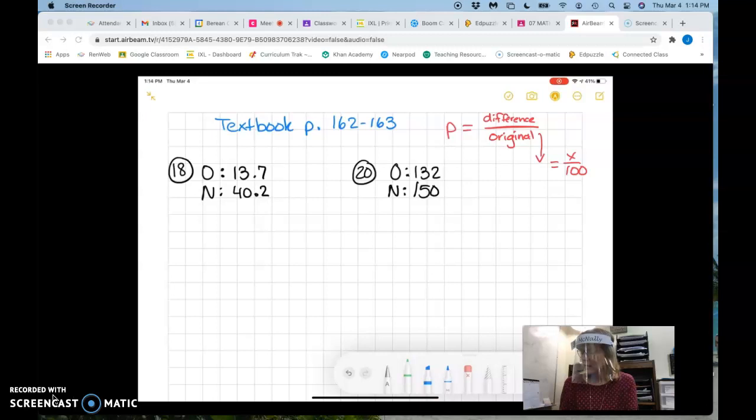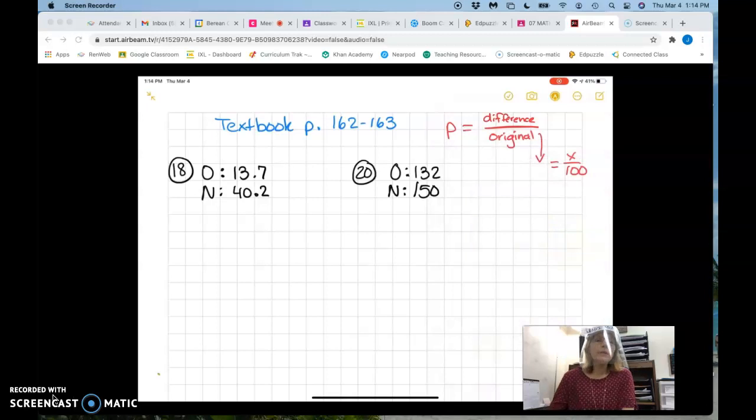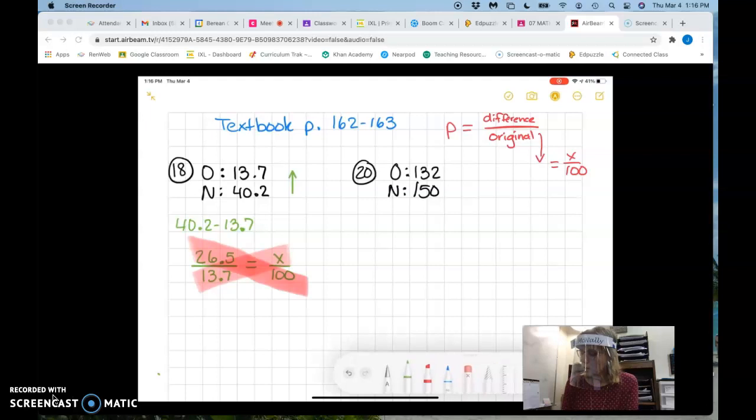Okay, next we have original is 13.7, the new is 40.2. Increase or decrease? Increase, because our new price is bigger than our original. So again, we're going to subtract, which gives 26.5. And it's going to equal x over 100, and then we cross multiply and we have 13.7x.